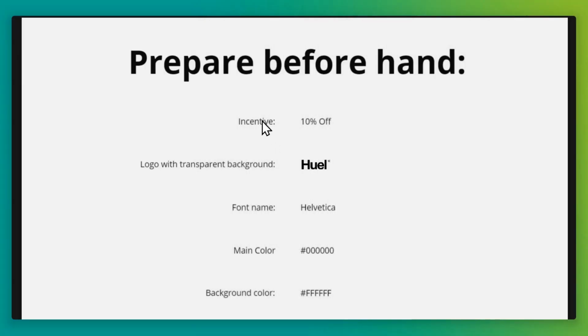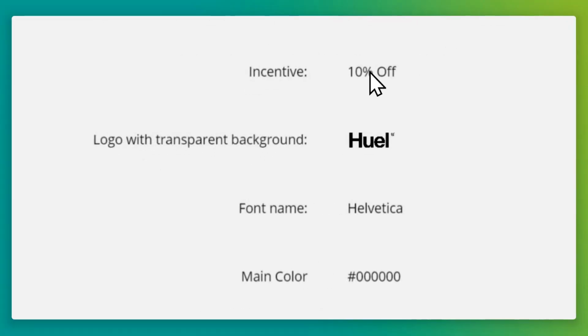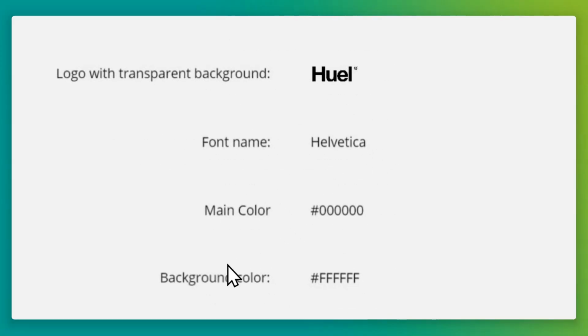So before we start, just make sure you've got your incentive, which has to be the same one as your existing pop-up, your logo with transparent background, your font, your main color, and your background color.